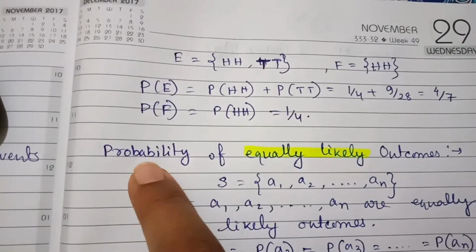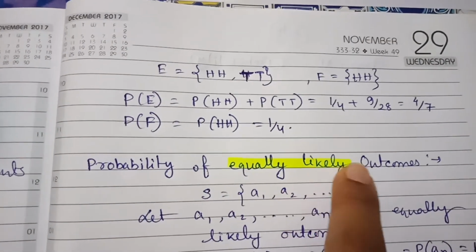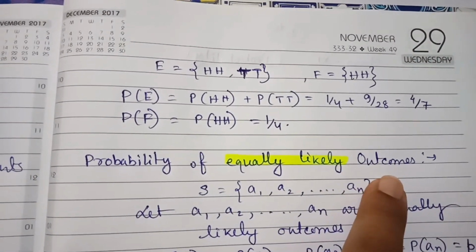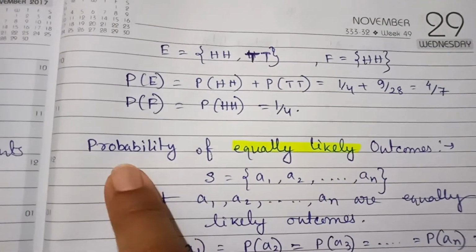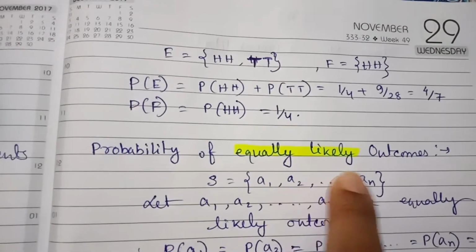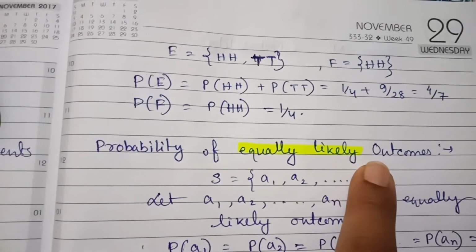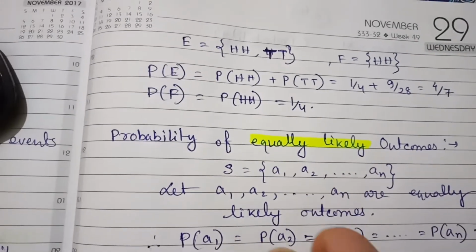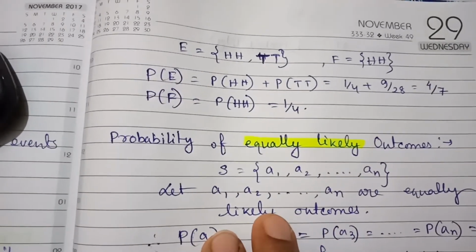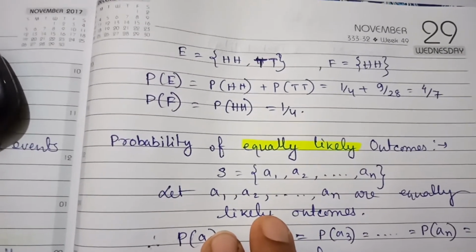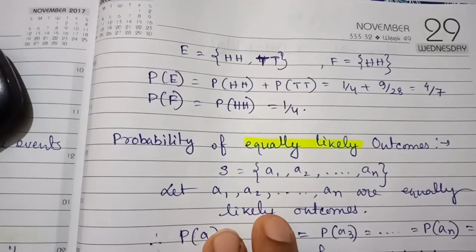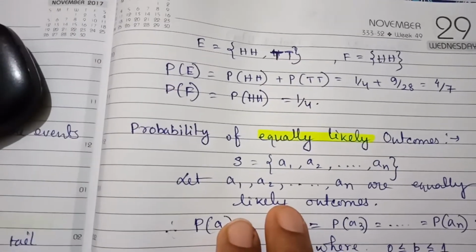Now coming to probability of equally likely outcomes. And this is very important, my students, very important to know. Because if you can understand the axiomatic approach to probability, I hope the concept of probability will automatically be clear to you.